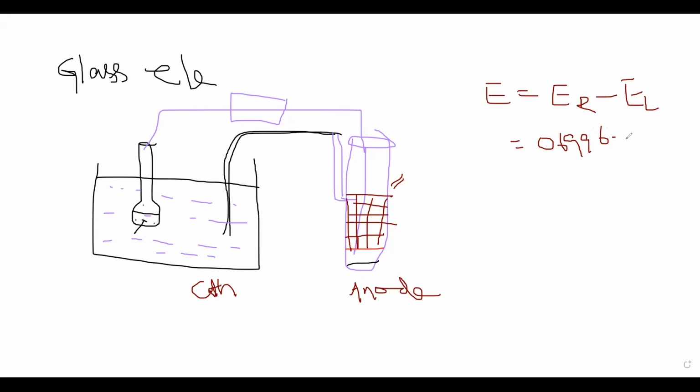0.6996 minus 0.0591 pH is the right electrode, minus, what is the value of left? 0.2422 at 25 degrees centigrade. There is no need of further discussion.